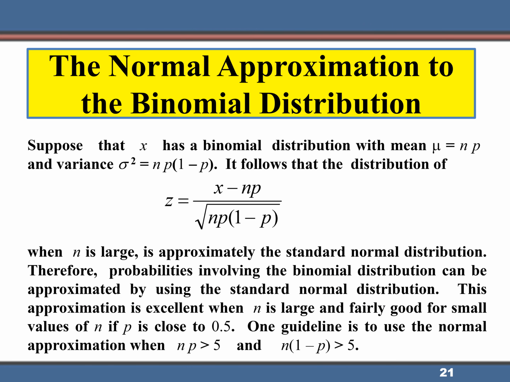The normal distribution can be used to approximate the binomial distribution. If x has a binomial distribution, then z, which is obtained by subtracting the mean np from x and dividing the result by the standard deviation, has a distribution that is approximately standard normal, provided that n is large enough. This fact can be used to approximate probabilities associated with a binomial distribution by using the normal distribution. This should be done if both np is greater than 5 and n(1 minus p) is greater than 5.